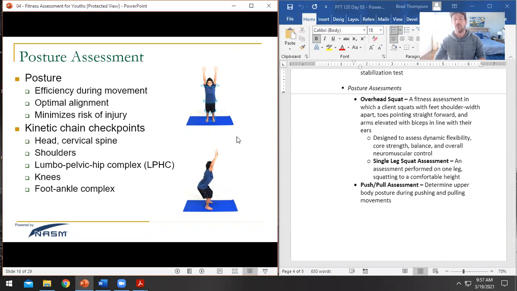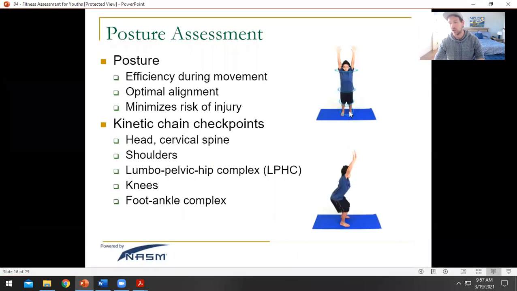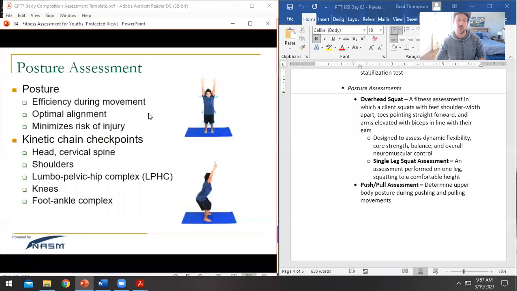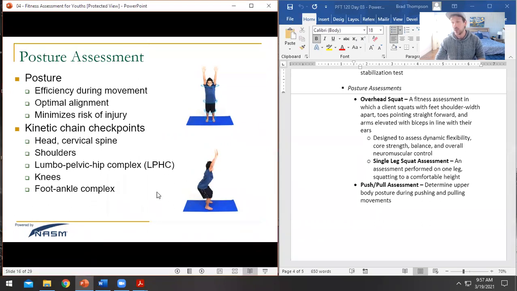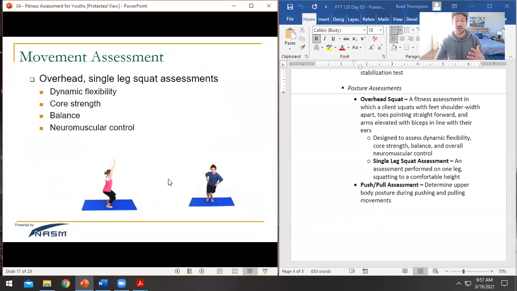So we have five main kinetic chain checkpoints that we're going to pay most of our attention to. We're going to look at the foot and ankle complex, the knee complex, the hips, the shoulders, and, you can't see it circled in here, the cervical spine, okay? Foot and ankle, knees, lumbopelvic hip complex, shoulders, head, and cervical spine, right? Once we look at those, we're going to learn a little bit about what's going on.